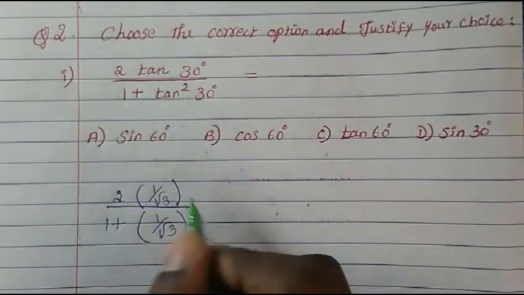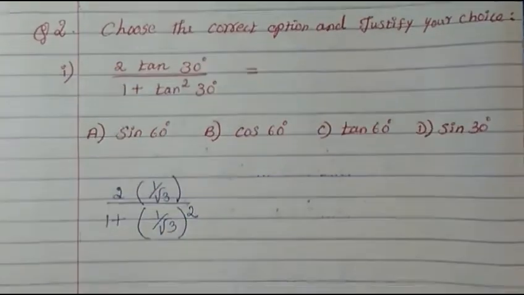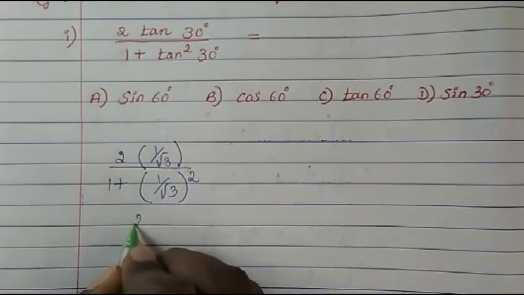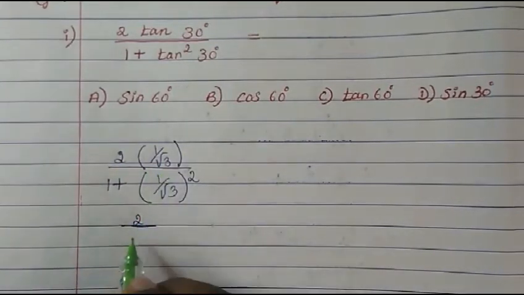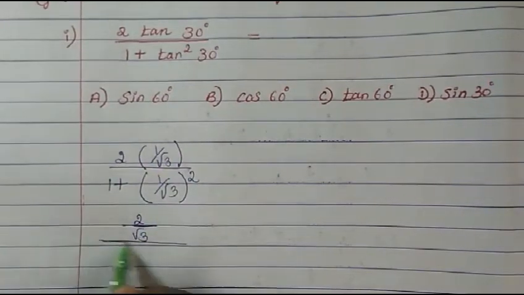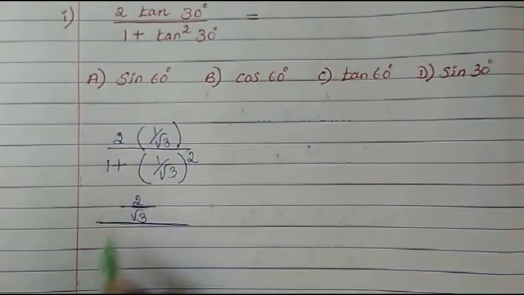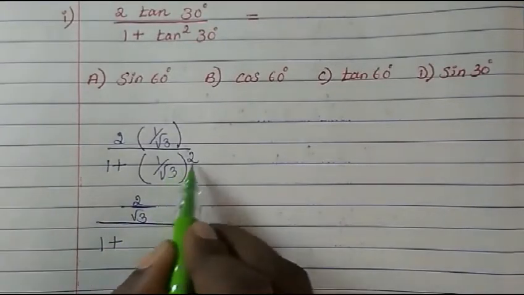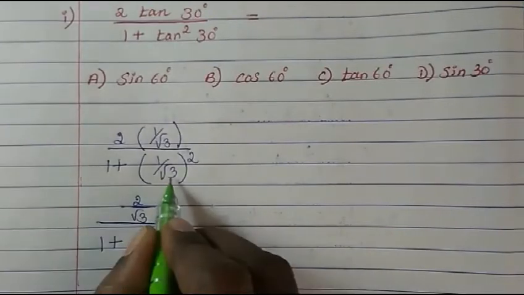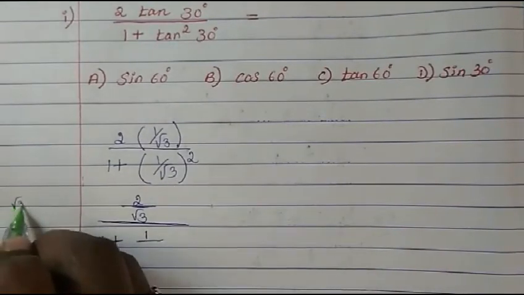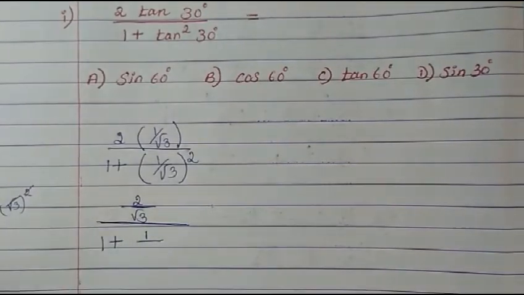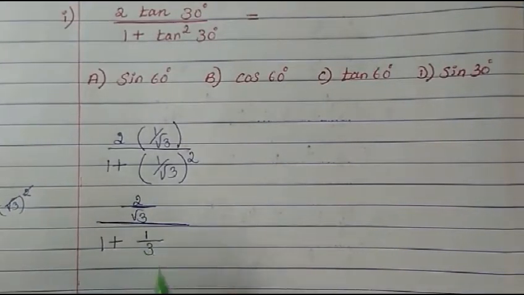And square is here, so square. So now let's solve this. This 2 into 1 we will get 2, and root 3, this part is solved, numerator. Now the denominator part, this 1 plus, so this is in square, so 1 square will give us 1, and root 3 square. So square, if we cancel, the root also will get cancelled. So that means we will be left with 3.